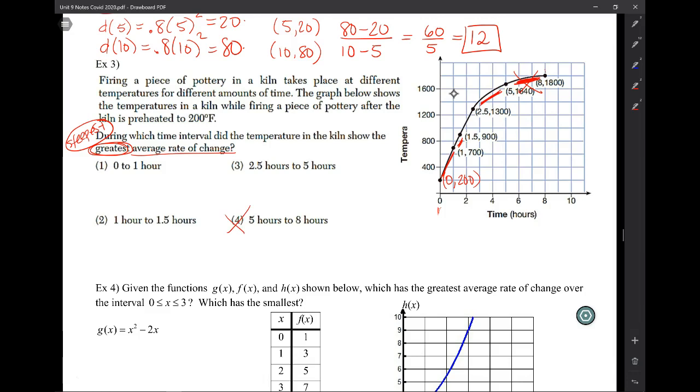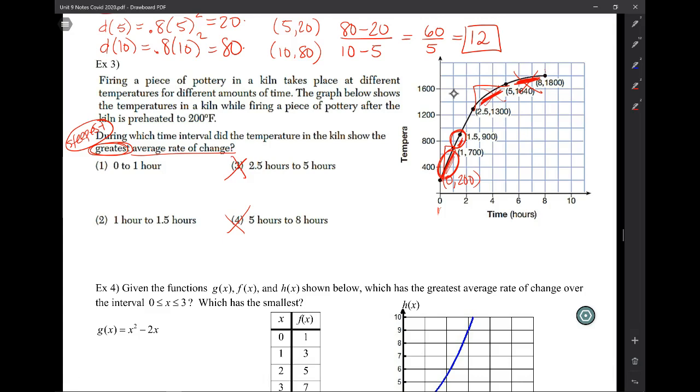And actually, if you compare the first segment to the third section here, even this one is clearly not as steep. My rise over run is not as steep as my rise over run here. So what I'm going to do is narrow down my options so that I don't have to do as much math. I'm not sure if from 1 to 1.5 or 0 to 1 is the steepest piece of this graph. I'm not sure. So I'm going to show my work.